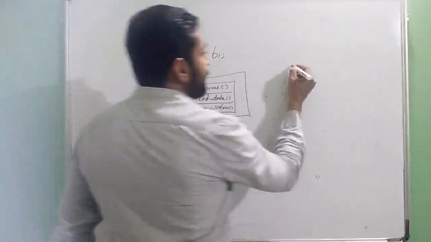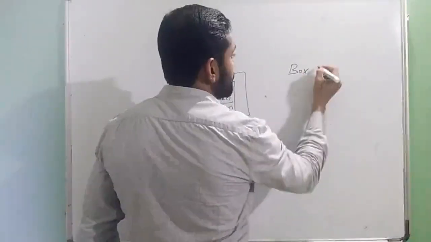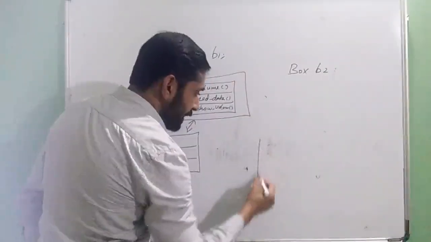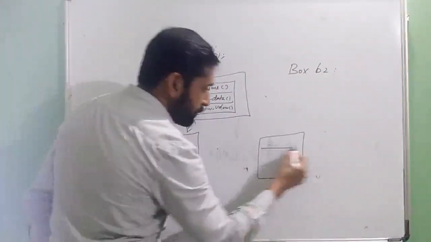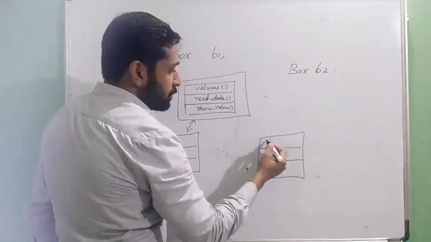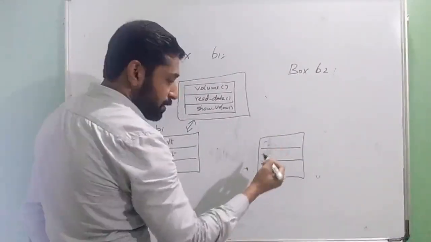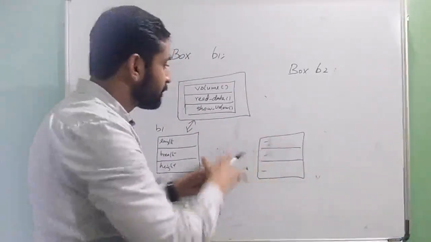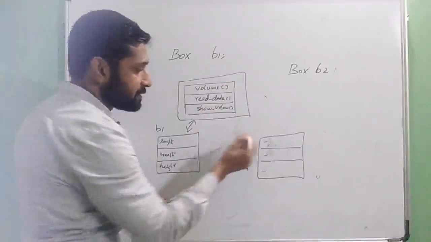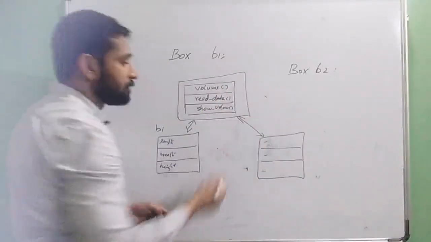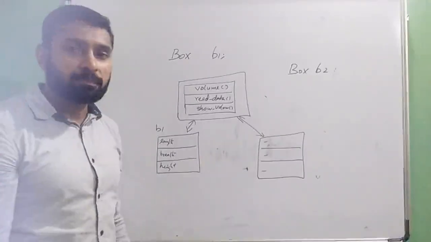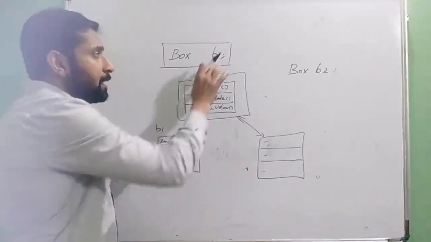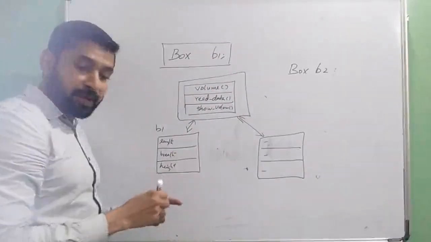Now suppose we are creating another object, box B2. What happens? Another copy of memory is allocated. This also has length, breadth and height. But it will not create a copy of the function. Instead, this function will be shared. Functions will be shared. So, this is the way of creating an object. An object is an instance of a class.